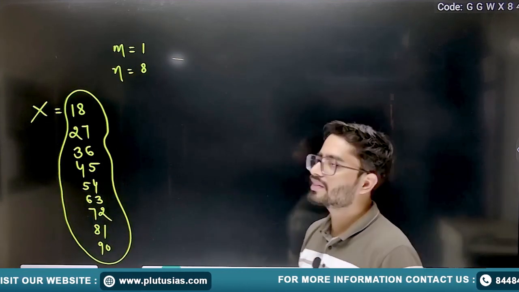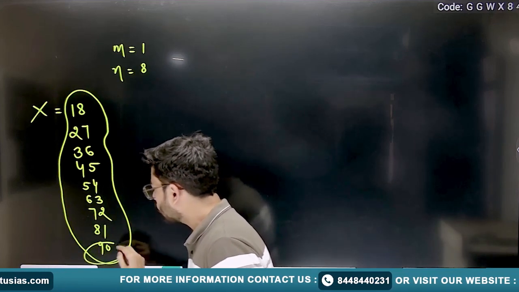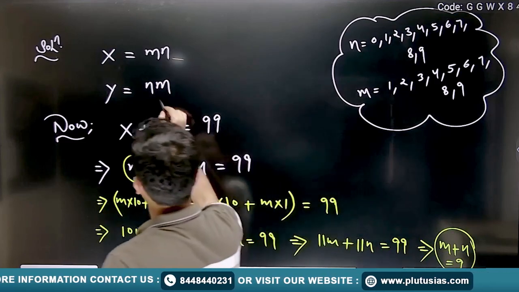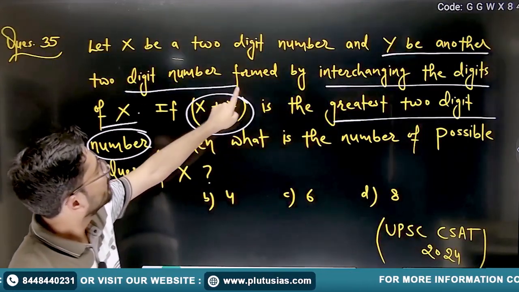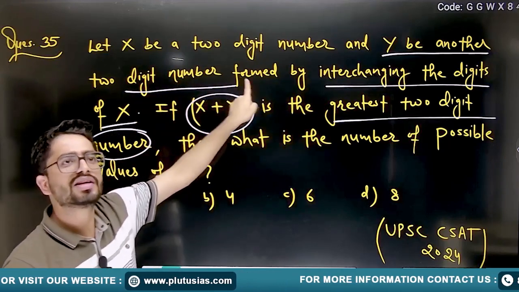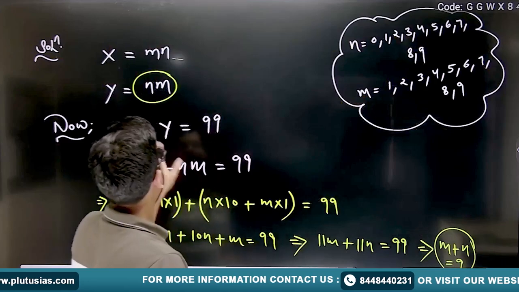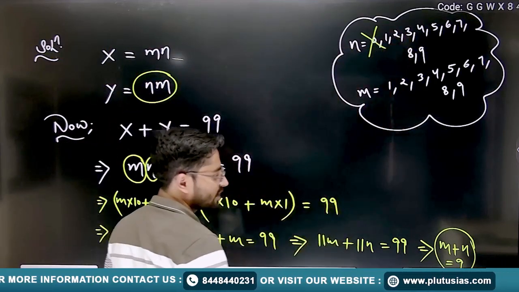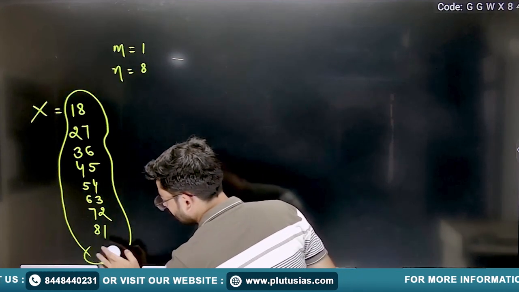Now, take care of one thing again. That's, y is also a two-digit number. Yes, y is also a two-digit number. That is in the question. y is the another two-digit number formed by interchanging the digits. तो इसका मतलब क्या होगा? N भी zero नहीं हो सकता, ठीक है? N भी क्या नहीं हो सकता? Zero. तो इसका मतलब ये last वाला हमें यहाँ से भी हटाना पड़ेगा, ठीक है?